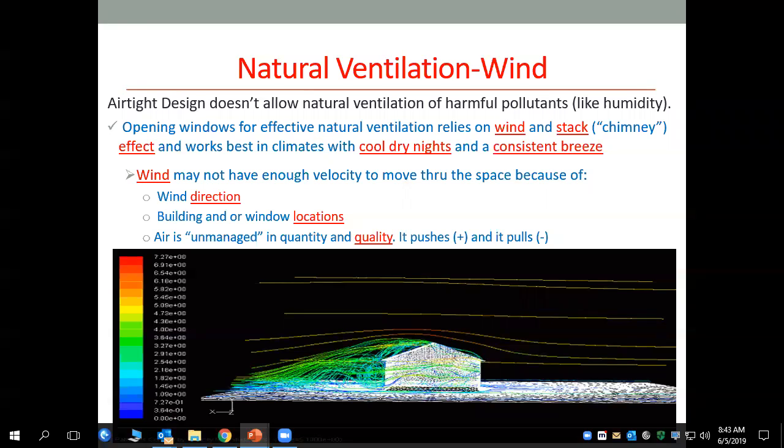Wind may not have enough velocity to move through the space, simply because of wind direction, how the house is built, the direction of it, and the location of the windows. Air is unmanaged in quantity and quality. It pushes and it pulls, but what kind of air is it?